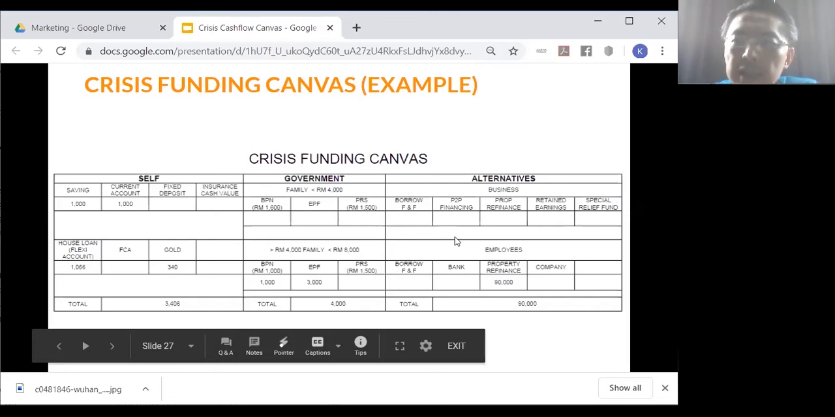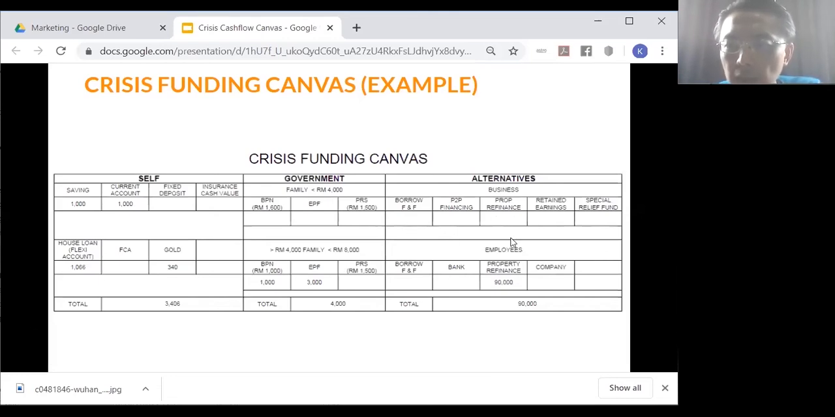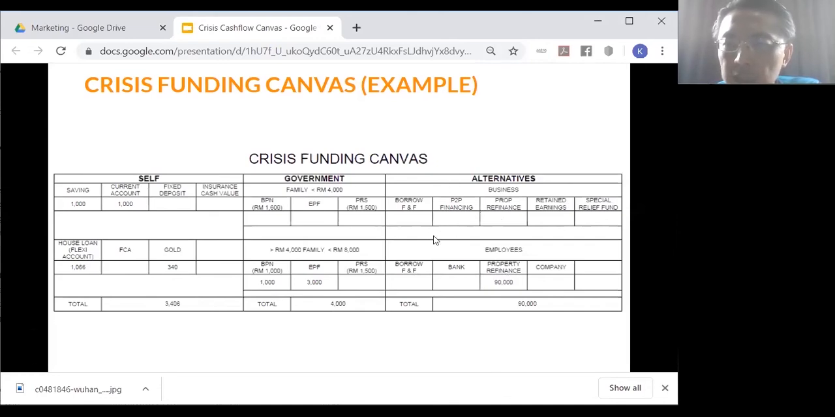And last but not least is the alternative part, which is the business, if you are a business owner. Employee, if you are working for somebody else. So you can see, you can access emergency funds on a critical level. You can borrow from friends and family.